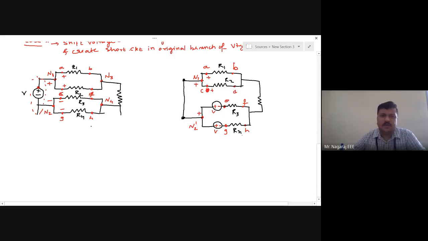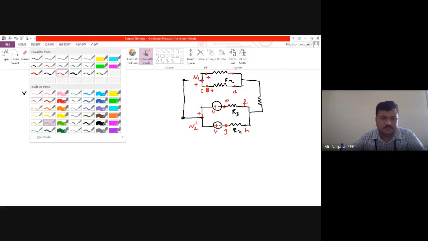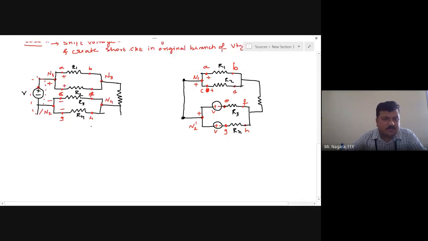Yes, sir. Okay. Now, simply remember one thing. We have seen the technicality, how to shift. Now, simply, whatever the direction of the source is, with the same direction you just shift it beyond the node. Positive is up, negative is down. With the same direction, simply put that source beyond this node N1, or simply put it in the same direction beyond this node N2.